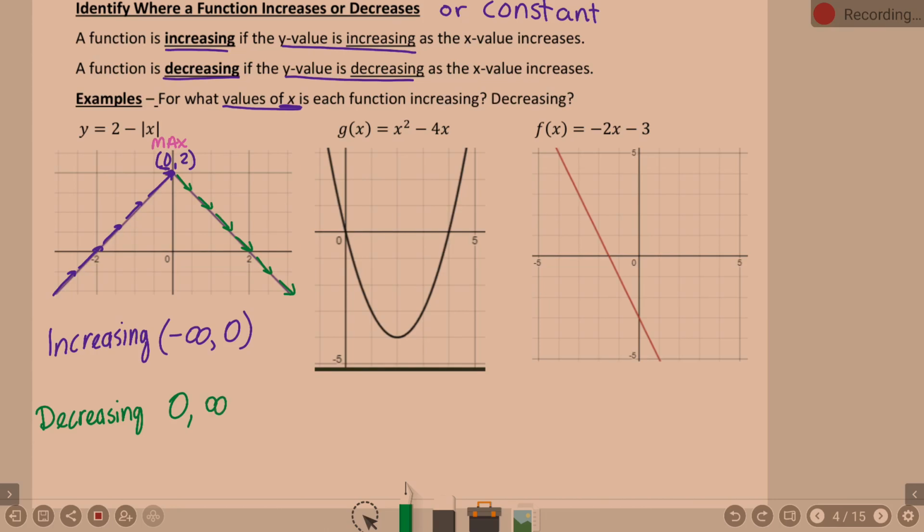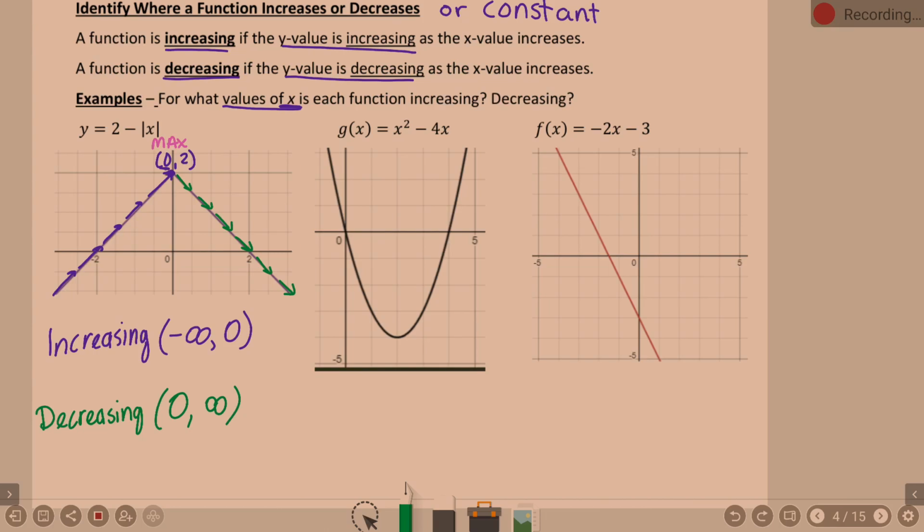It's as you move left to right. Infinity, of course, uses a parenthesis. 0 also uses a parenthesis. It's neither increasing or decreasing at 0. It's that changing point. Okay. Where was this graph constant? Was it ever constant? No.